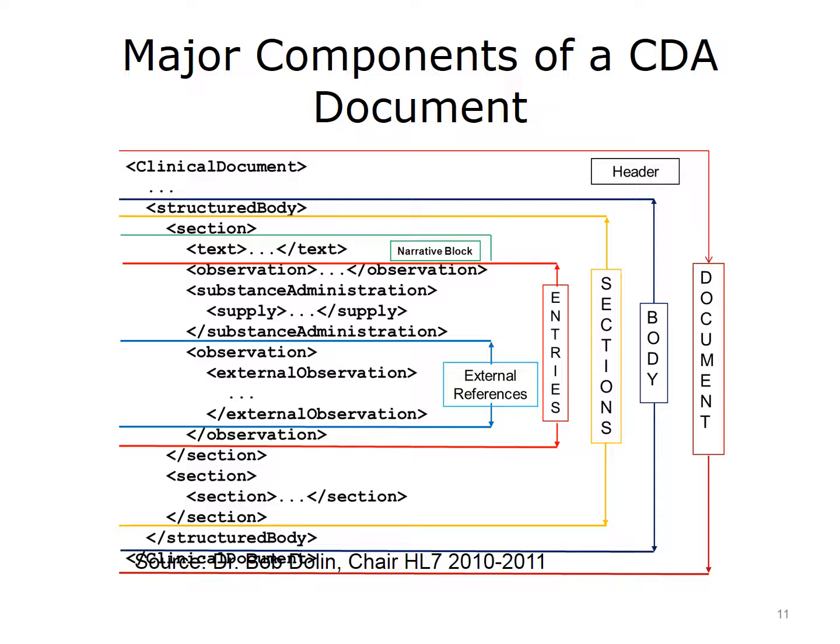Narrative block. The CDA narrative block is wrapped by the text element within the section element and provides a slot for the human-readable content needing to be rendered. External references. External references refer to things that exist outside the CDA document, such as some other image, some other procedure, or some other observation. Wrapped by the external observation element. These sections may repeat.